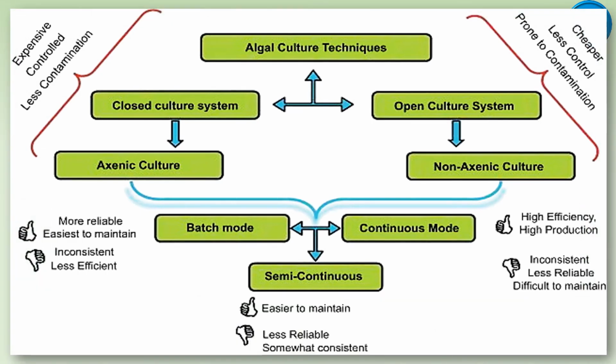Now we see some advantages and disadvantages of batch mode, continuous mode and semi-continuous mode. In batch mode, the advantage is it's more reliable and easiest to maintain, but the disadvantages are that it is inconsistent and less efficient. In the same way, semi-continuous mode is also easier to maintain, but the disadvantage is that it is less reliable and only somewhat consistent. In continuous mode, the advantage is high efficiency as well as high production, but the disadvantage is the same: it's inconsistent, less reliable, and also difficult to maintain.